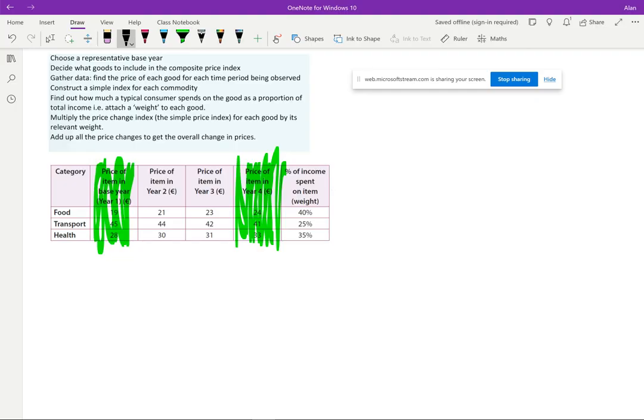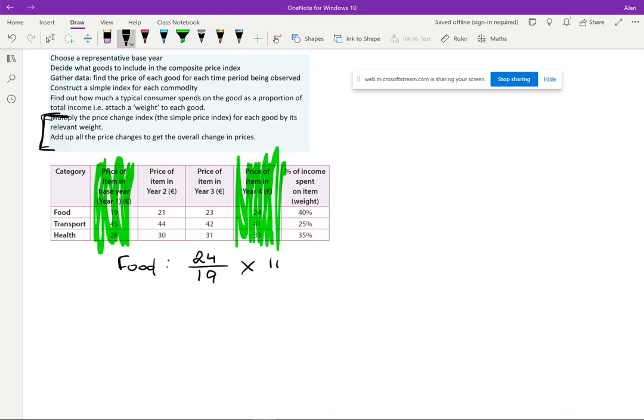It says construct a simple index, multiply the price change for each. I'm looking here at this stage because we've already done a lot of this. So multiply the price change index by its relevant weight and work these things out. Let's again start off with food. Food, we're looking at 24 and 19. The year that we're currently in, which is year 4, we need to compare to a previous year. We need to compare it to what's called a base year, because you can't do percentage increase or decrease without having the original year. And the original year, as we said, is year 1.